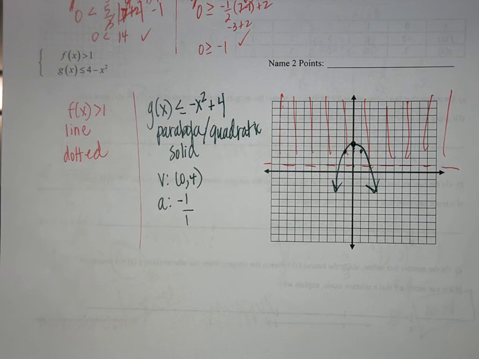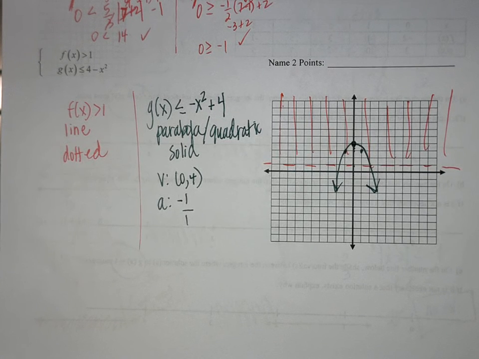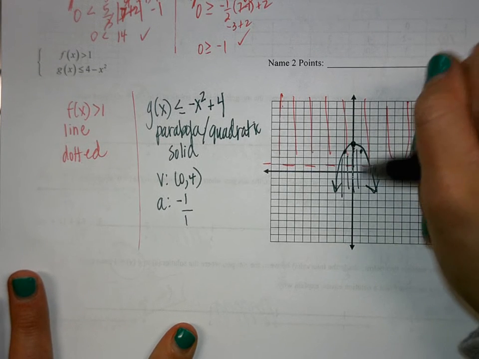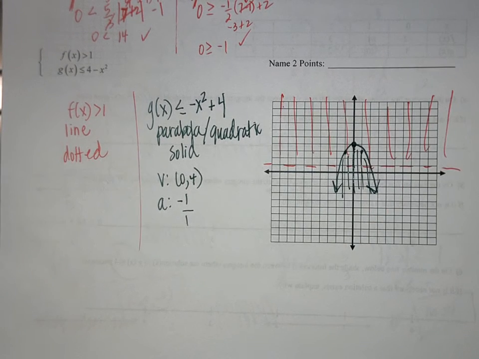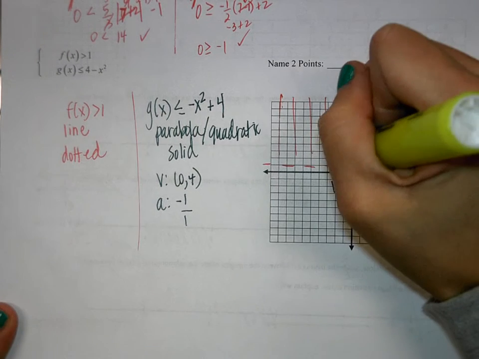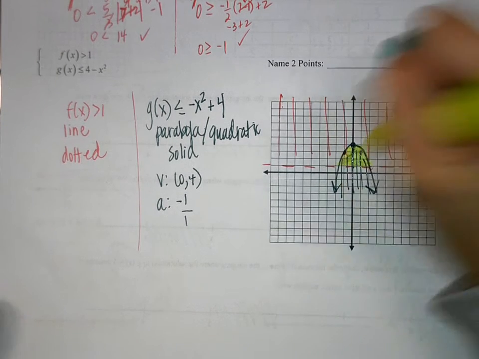And then this one says less than. So which way will I shade for less than on this parabola? Down, which will end up being inside the parabola because the parabola is going down, so the less than values are inside here. Okay, do we see the portion that's overlapping? Yeah, it's this part right in here.